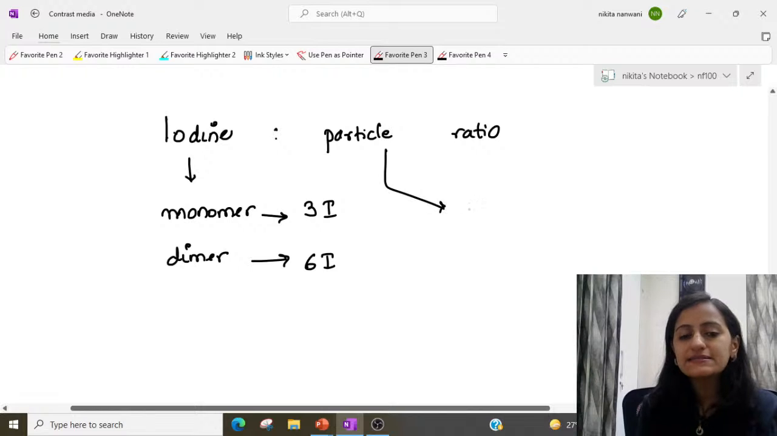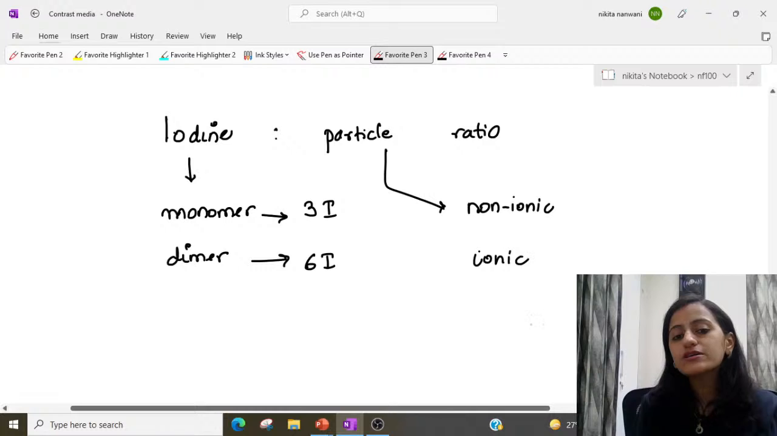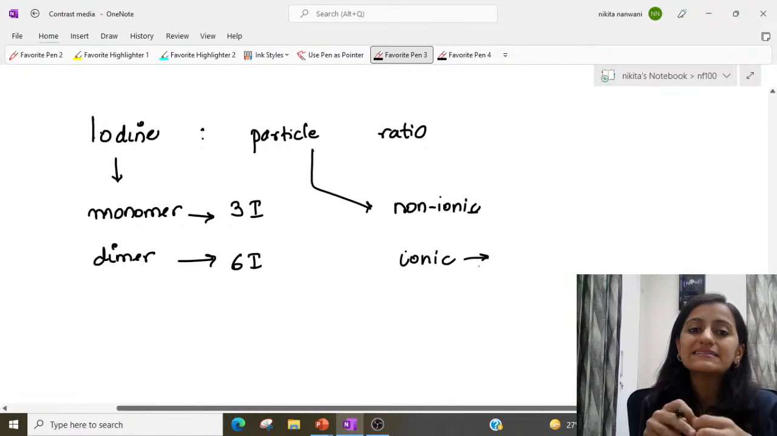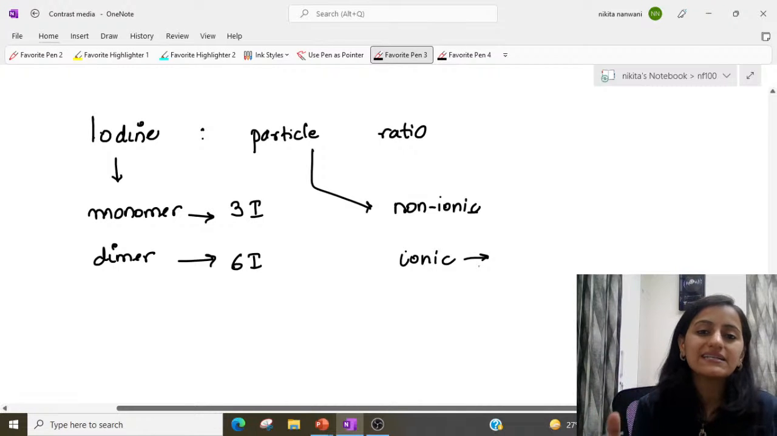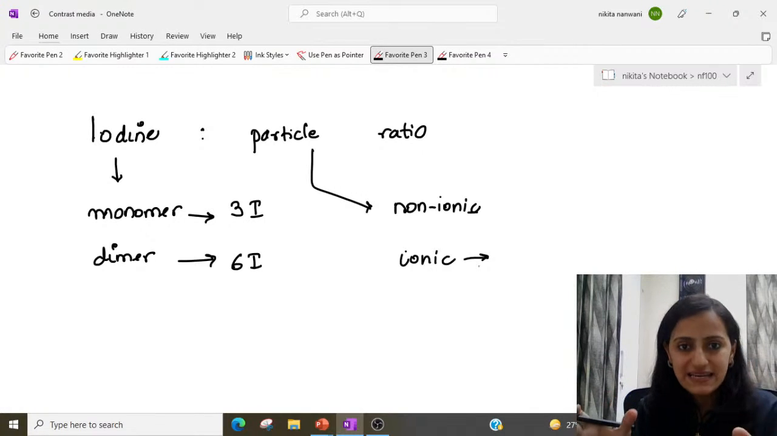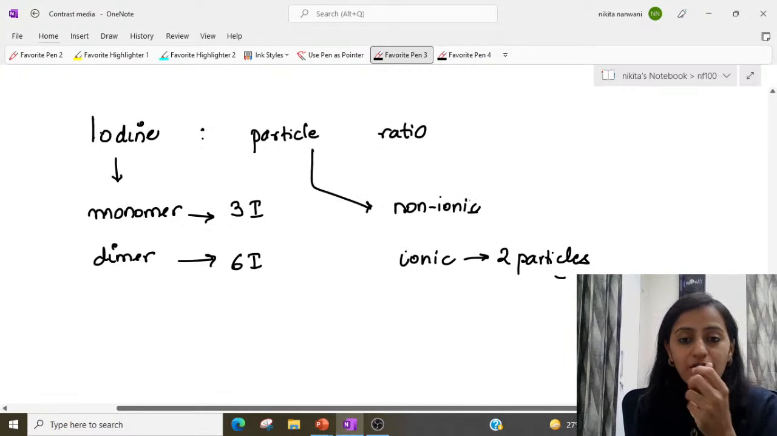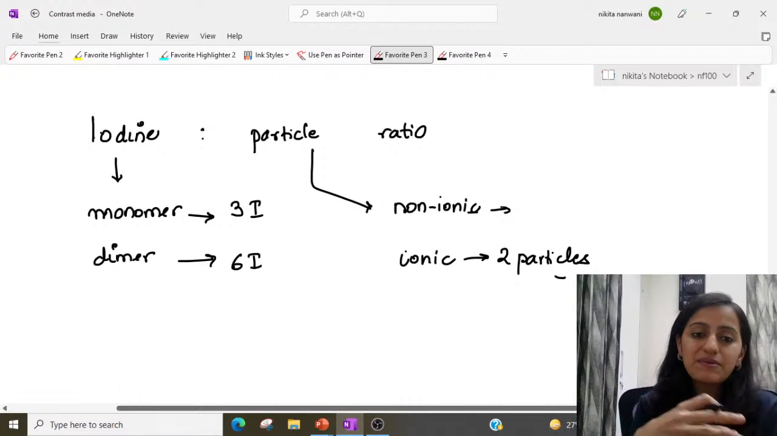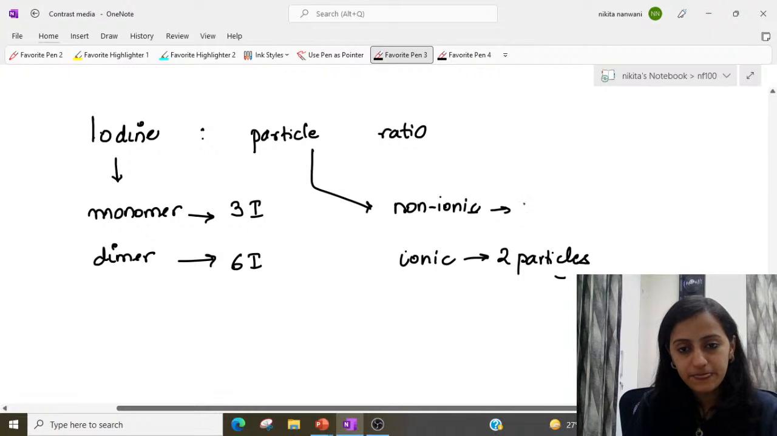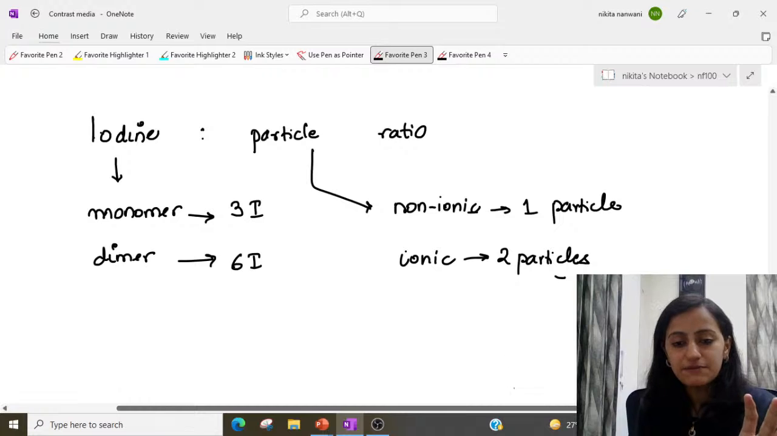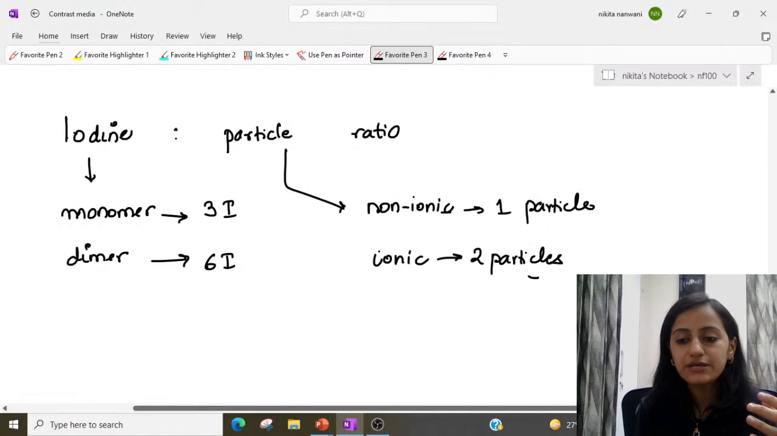The number of particles is decided by whether the contrast is non-ionic or ionic. Ionic contrast means that it is ionizing. It forms a cation and an anion, a positive and a negative, so it gives 2 particles. Non-ionic means it does not ionize. It remains as one complete particle, so non-ionic will give 1 particle. If you understand this concept, it will be very easy to understand your iodine particle ratio.